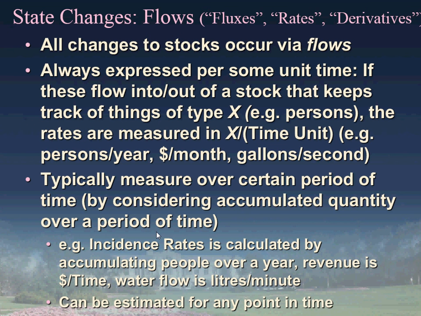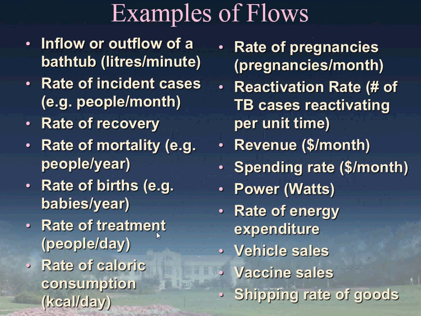So if we want to know the incident cases for some infectious disease, we'll express it as incident cases accumulated over the course of a week or over the course of a month. It's accumulated over that time to quantify how fast people are developing the disease. Is that helpful? Okay.